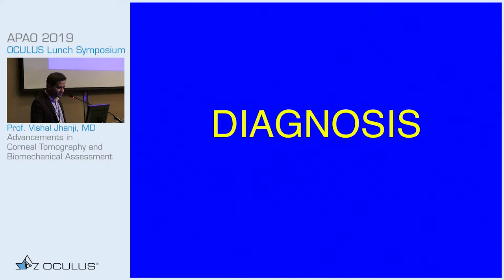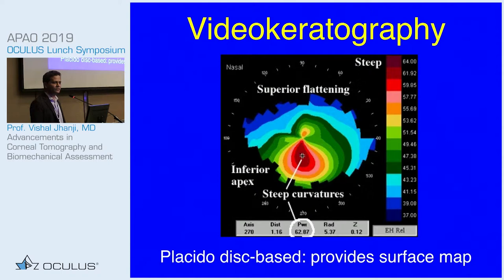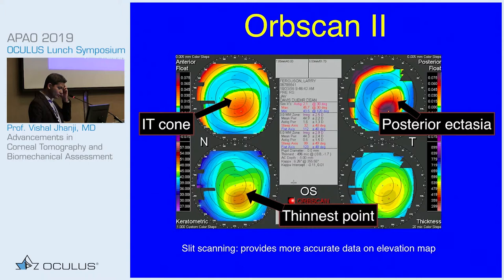In terms of diagnosis, for those of you who trained in the era of the early 2000s, you know what the PKG is. It basically used to give us the anterior surface map, and you can pretty much see the inferior steepening there. But if you have a topographic map looking like this, most likely you'll already have a clinical diagnosis of keratoconus. Then came the Orbscan, which gave us a bit more information on the posterior surface of the cornea. You could see a posterior ectasia, and more and more research went into the importance of looking at the posterior corneal surface. But the repeatability of the Orbscan was seriously questioned in subsequent publications.